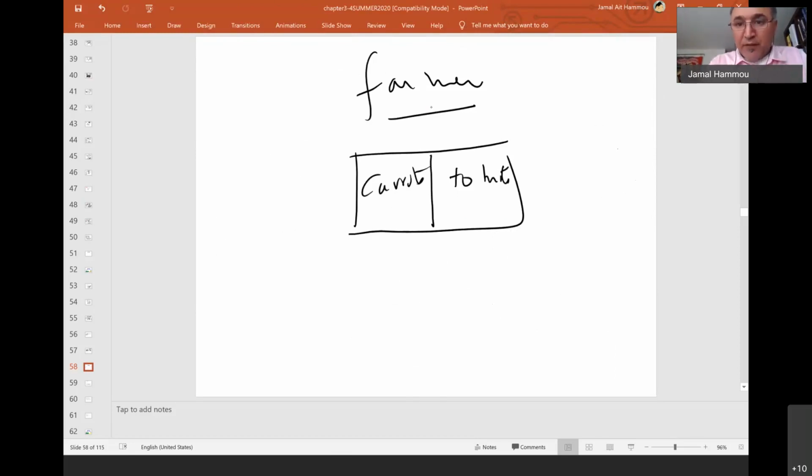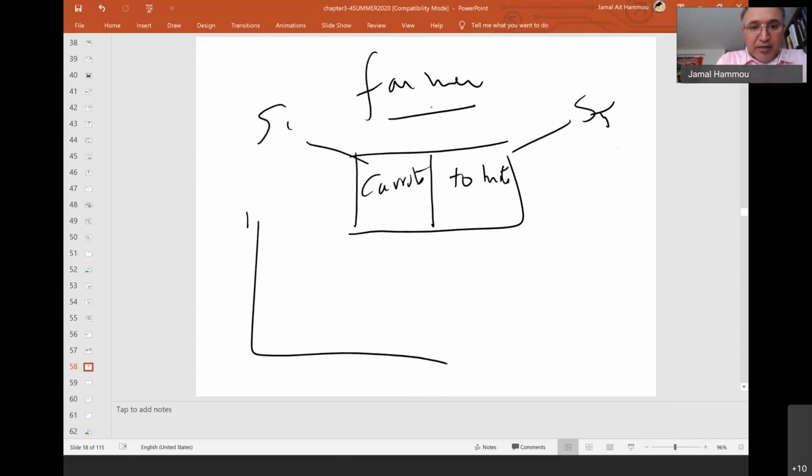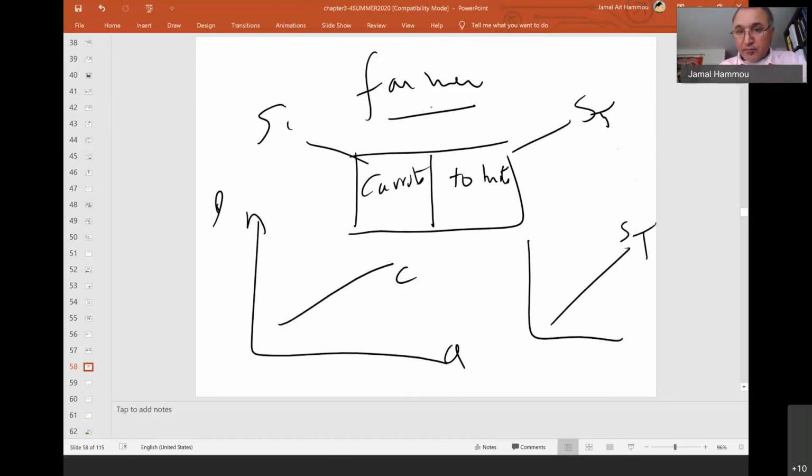So we have a supply for tomatoes and a supply for carrots. So I will have the supply curve. This is the price, this is the quantity, supply for carrots, and I have supply for tomatoes. Next, if he decides to change the supply of tomatoes, it will affect the supply of carrots because we have the same resources used to produce one or the other.